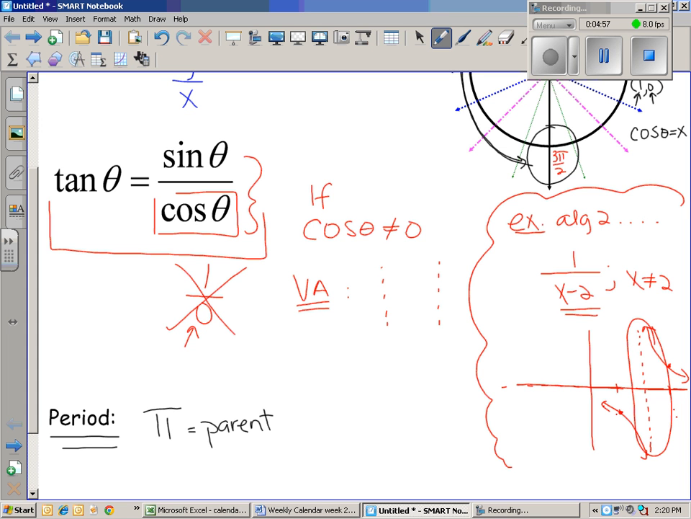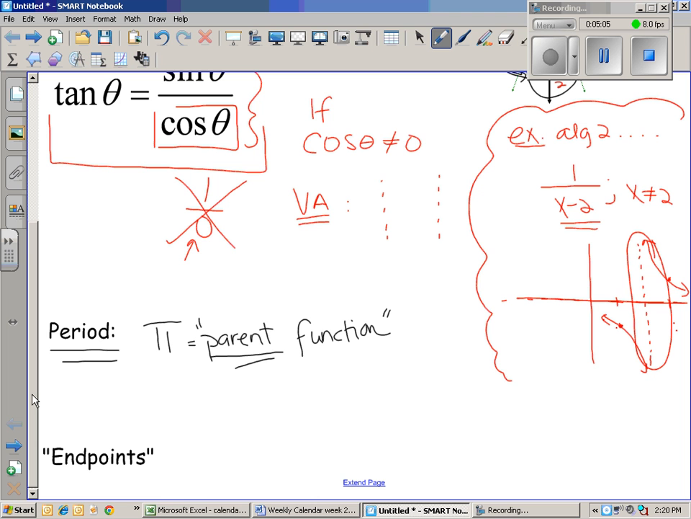So for the parent function, who's your daddy? Parent function, we're going to end up with a period of pi. And just like with sine and cosine, for any one of those, we're going to find our period by taking pi and dividing it by b.